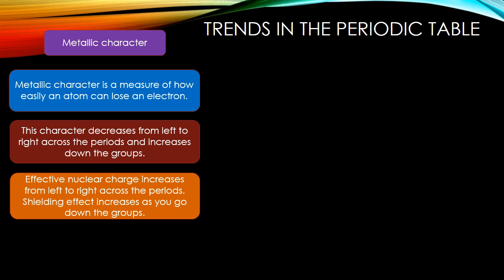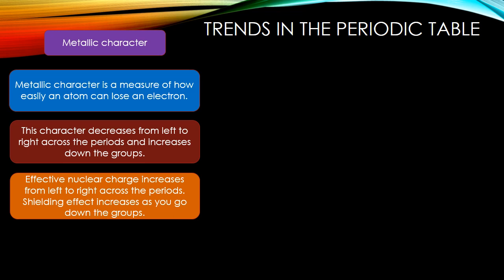Metallic character is dependent on 2 factors. 1. Effective nuclear charge and 2. Shielding effect. Effective nuclear charge is the pull that the nucleus has on the outermost electrons.